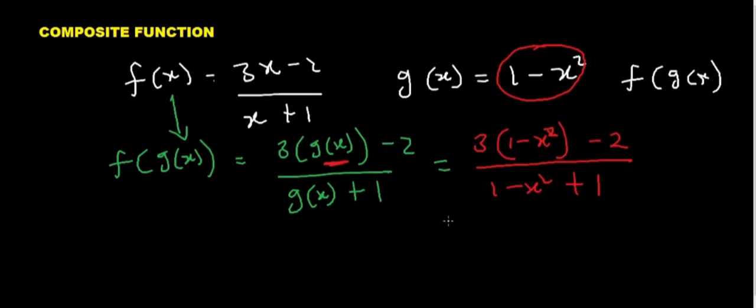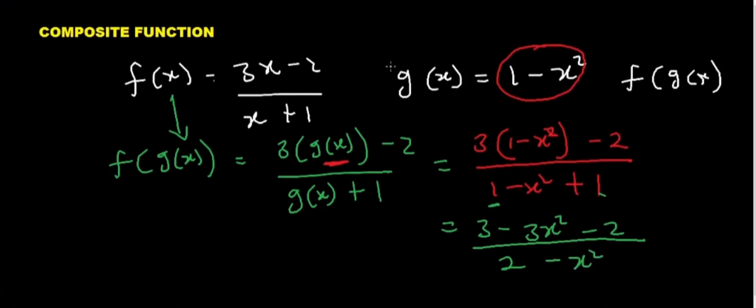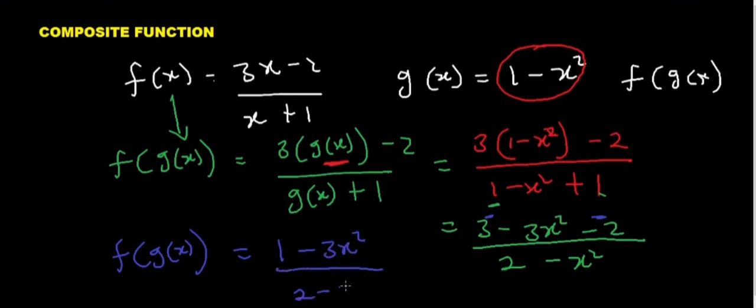So let's open the brackets. We have 3 minus 3x squared minus 2 over 2, because 1 plus 1 is 2, minus x squared, which means that I can write my final answer for f of g(x) as 3 minus 2, which is 1, minus 3x squared, all over 2 minus x squared. Very simple, right? Okay, let's take another example.